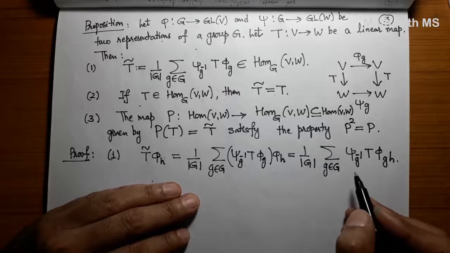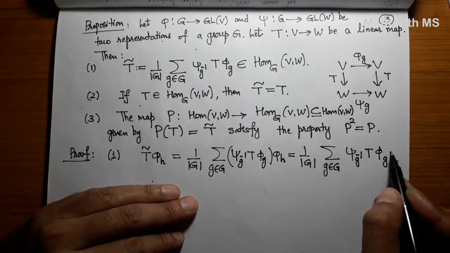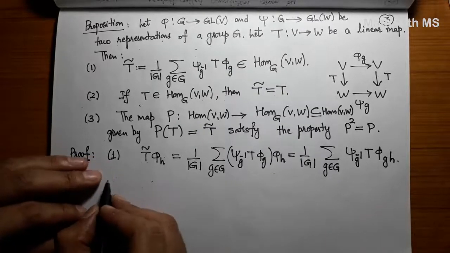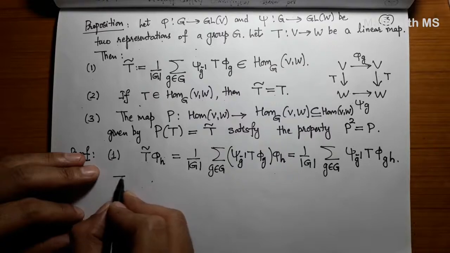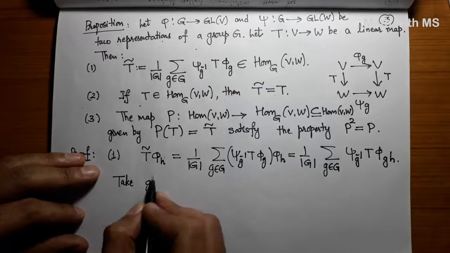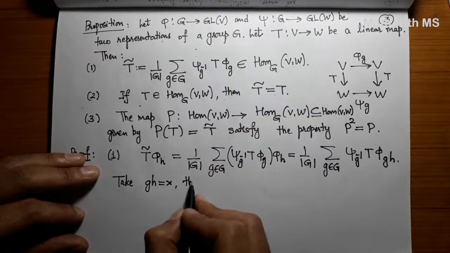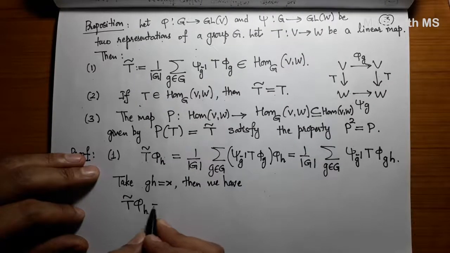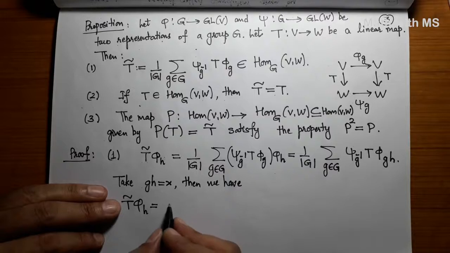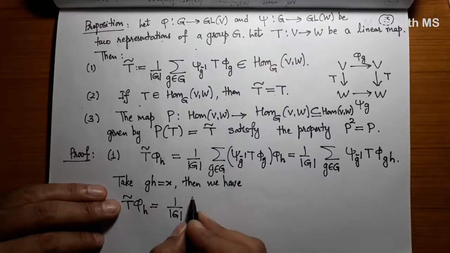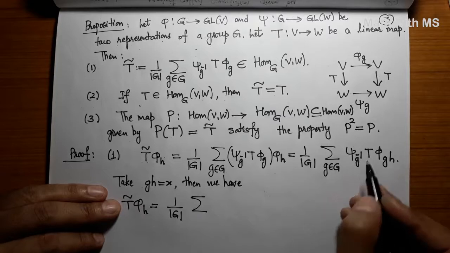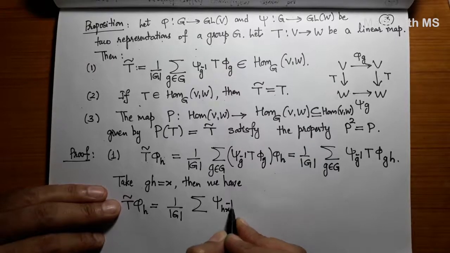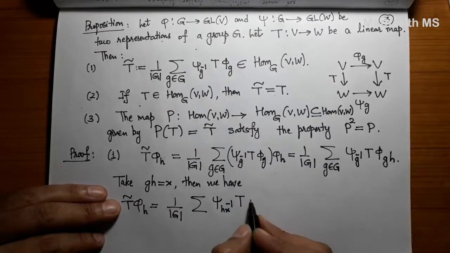Now what we do is the usual trick here. You do a change of variables. Let us call this GH as X. Take GH to be X. Then T tilde phi H takes this form: 1 by order of the group G, summation. Now what is psi of G inverse? G inverse here would become psi of HX inverse, T, phi of X.